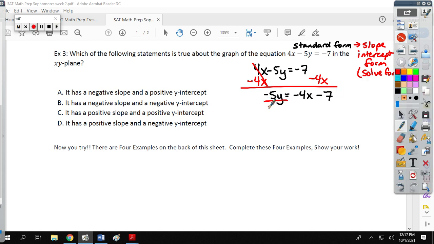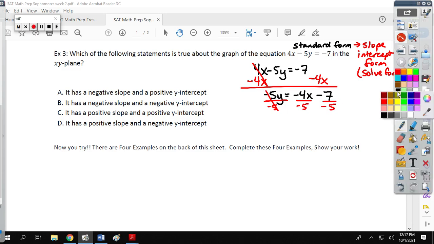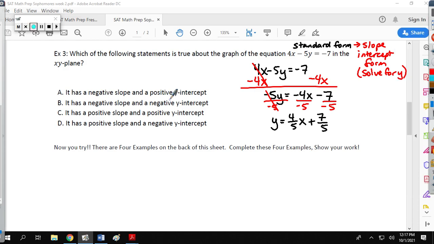And then we divide all three numbers, both sides of the equation, so everything, by negative 5. That gives us y equals, a negative divided by a negative is a positive 4/5 x. A negative divided by a negative is a positive 7/5. Now we don't really care what these values are because the question is not asking for specific values. It's asking, are the slope and the intercept positive or negative?